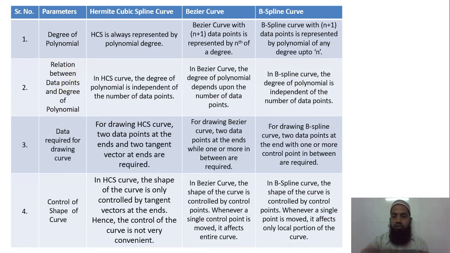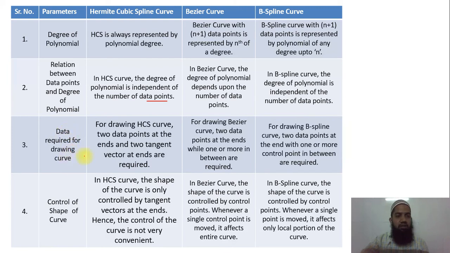Next, the relation between the data points and the degree of polynomial. In a Hermite cubic spline curve, the degree of polynomial is independent of the number of data points. In a Bezier curve, the degree of polynomial is dependent upon the number of points. In a B-spline curve, the degree of polynomial is independent of the number of data points.